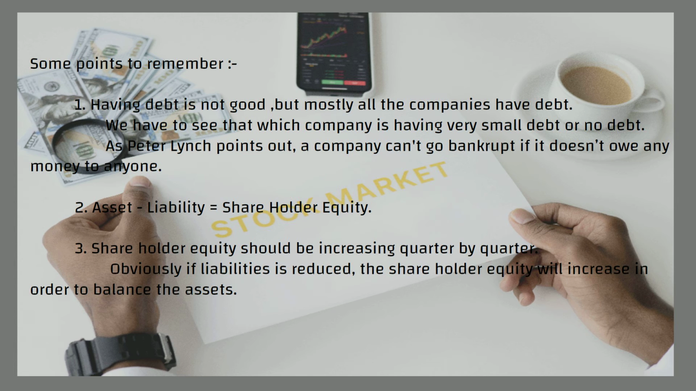Some points to remember. 1. Having debt is not good. But mostly all the companies have debt. We have to see which company is having very small debt, or no debt. As Peter Lynch points out, a company can't go bankrupt if it doesn't owe any money to anyone. 2. Asset minus liability equals shareholder equity. 3. Shareholder equity should be increasing quarter by quarter. Obviously, if liabilities are reduced, the shareholder equity will increase in order to balance the assets.